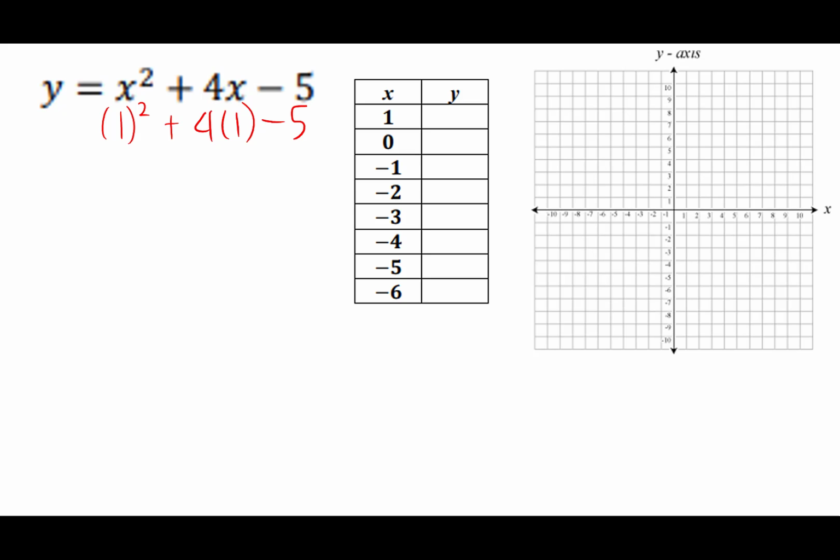Okay, 1 squared is 1. 4 times 1 is 4. And we get 5 minus 5, which is 0. Okay. So now I'm going to plug in 0. 0 squared is 0. 4 times 0 is 0. Minus 5, well, that gives me negative 5.